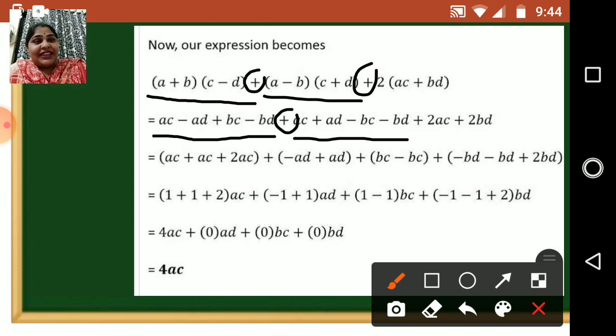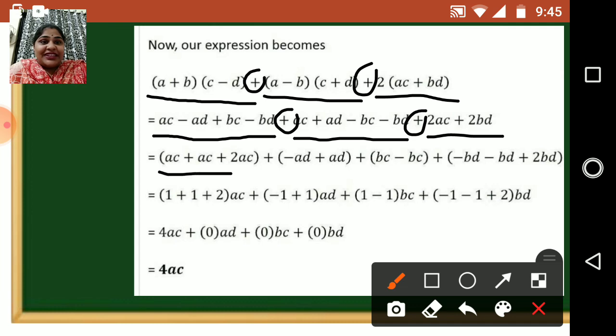Again there is a plus sign, so we will also give a plus sign, addition of these three expressions, children. If there is subtraction, you have to do the subtraction. Then 2 multiplied by (ac plus bd), we have solved it, we got 2ac plus 2bd. So all the simplified three expressions we are adding over here at the end. Here you can see we are now combining the like terms, children. So ac plus 2ac. If you see, this is 2ac, here again ac and ac. So like terms we have combined here.